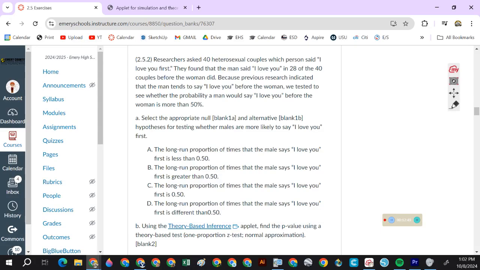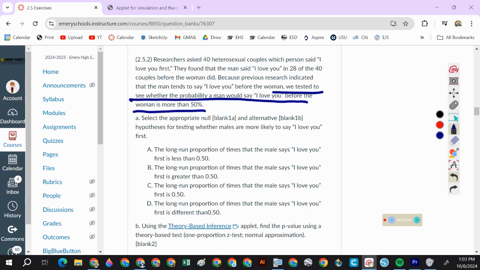Researchers asked 40 heterosexual couples which person said I love you first. They found that the man said I love you in 28 of the 40 couples before the women did. Because previous research indicates that man tends to say I love you before the woman, we tested to see whether the probability man would say I love you before the woman is more than 50%. So the null is going to be equal to 0.5. So that would be C. And then is this a one-tailed or a two-tailed test? It's a one-tailed because we tested to see whether the probability is more than 50%.